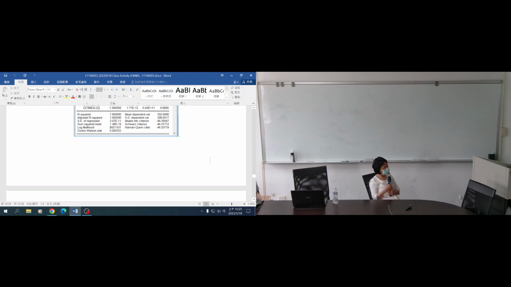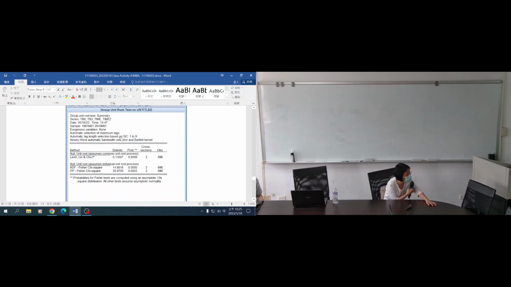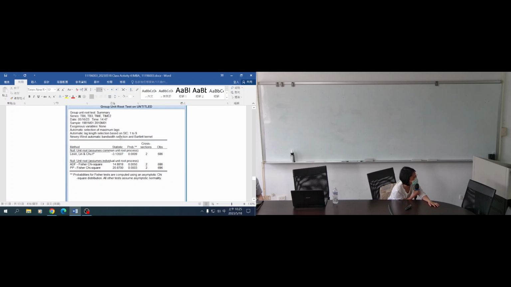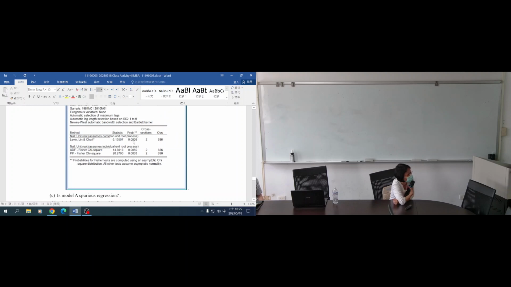Okay. Then after that, I realized there's a group unit root test. What's that? Basically, you can do the grouping. And the p-value here. Okay. And what's the result of this grouping? It's all pass. Yeah, all pass.